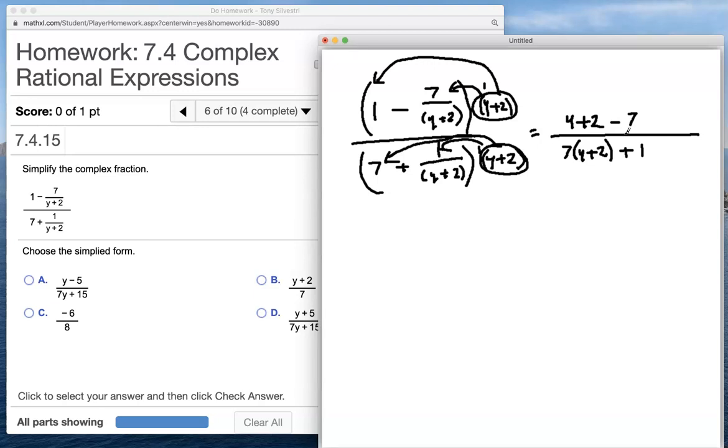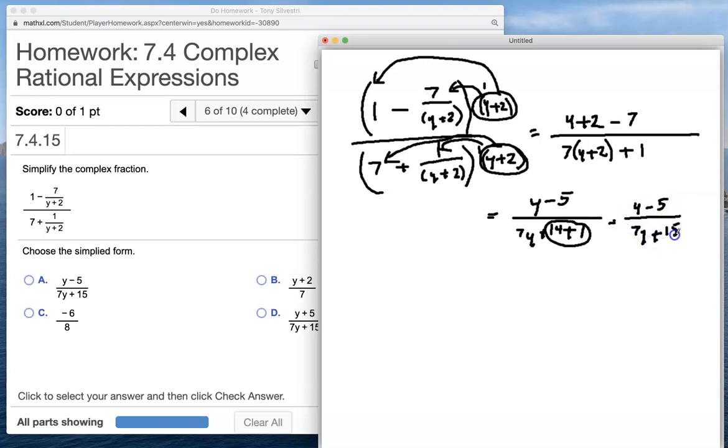So at least this thing looks like an expression with no babies. The babies are gone now, but we have to clean that up. Certainly 2 minus 7 has to be y minus 5. And the bottom, we have to multiply through the parentheses, get rid of it, liberate these terms. That's 7y plus 14 plus 1. That's a plus here. And these two give me 15. So y minus 5 over 7y plus 15.